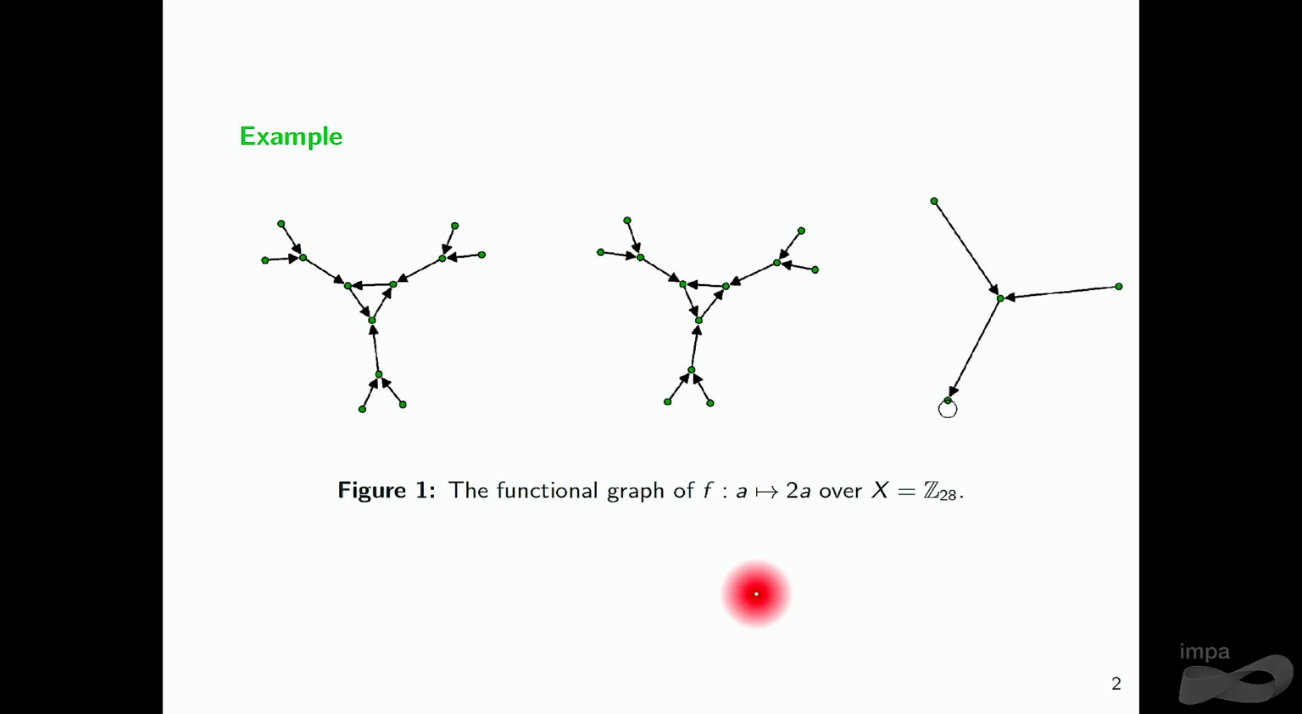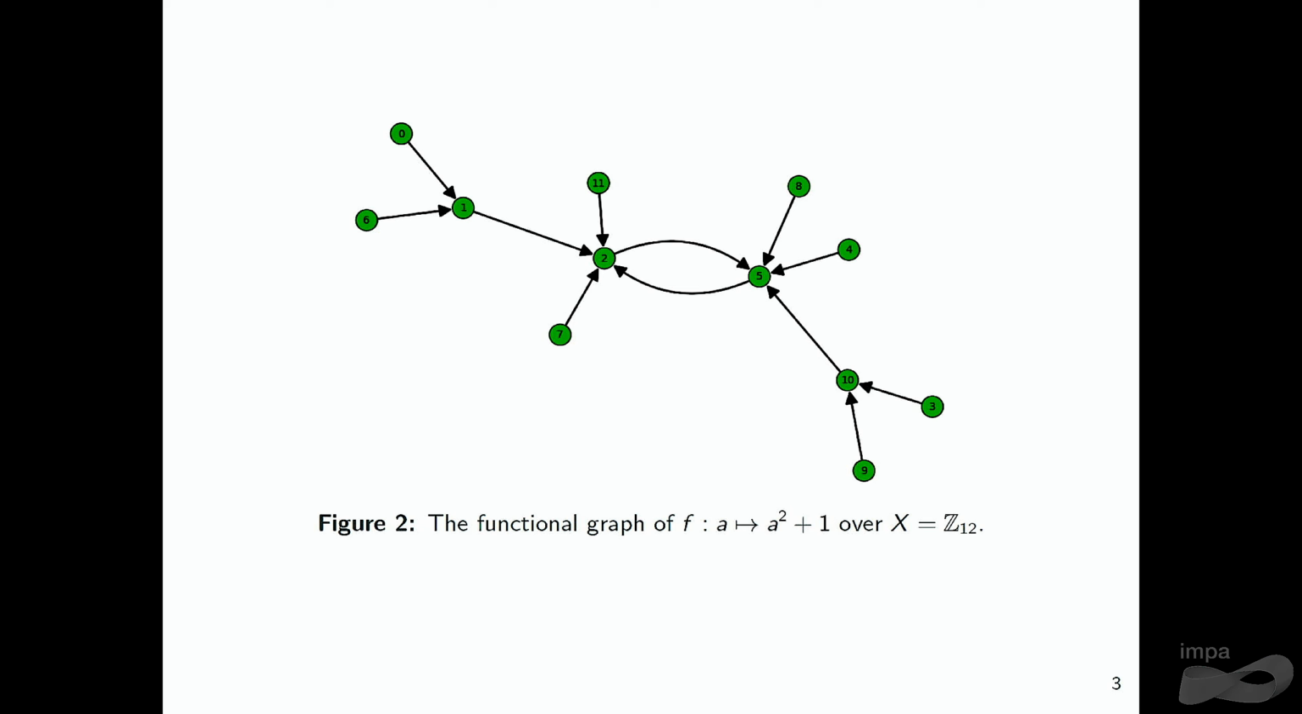For instance, we can consider this map, right? A goes to 2 times A mod 28, right? So this is the graph we get. It has 3 connected components, and we have some sort of symmetry here on each component. Also, we have this example. I consider the map A goes to A squared plus 1 over Z12, right? So for instance, here I have the element 6. It goes to 1, and then 2, and then 5, and then enters this cycle, right? So it goes 5, 2, and so on.